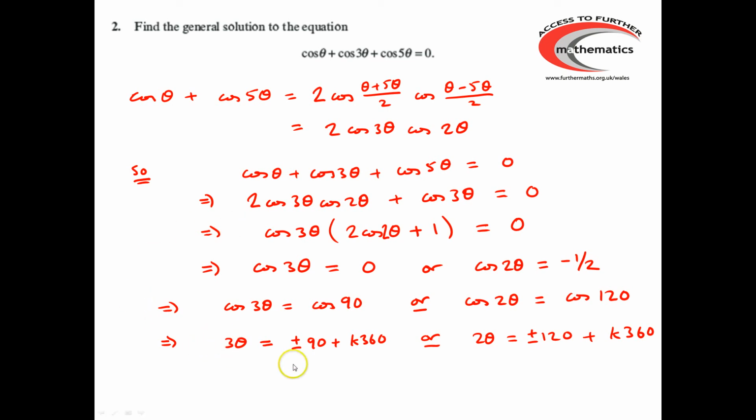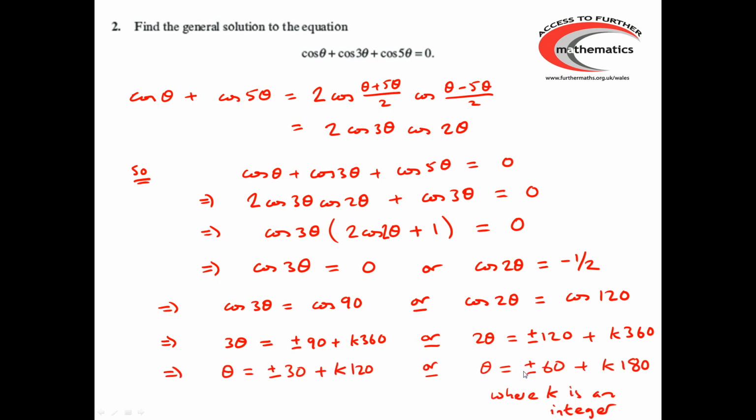If we now look at this bit and divide through by 3, and look at this bit and divide through by 2, we obtain θ = ±30 + k120, or θ = ±60 + k times 180, where k is still an integer.